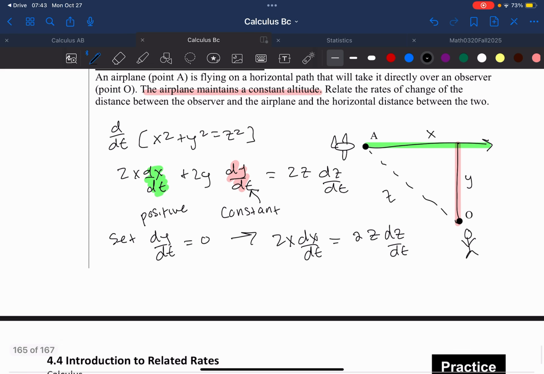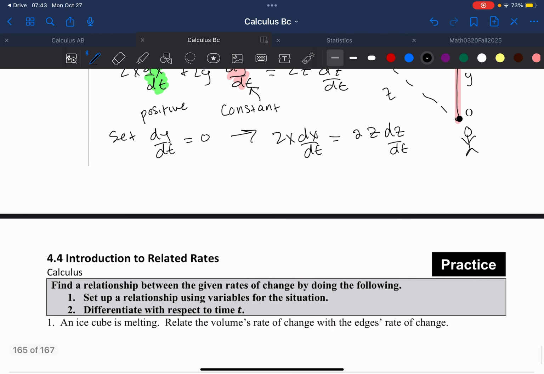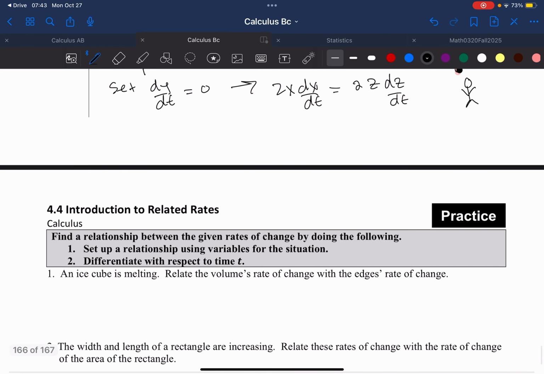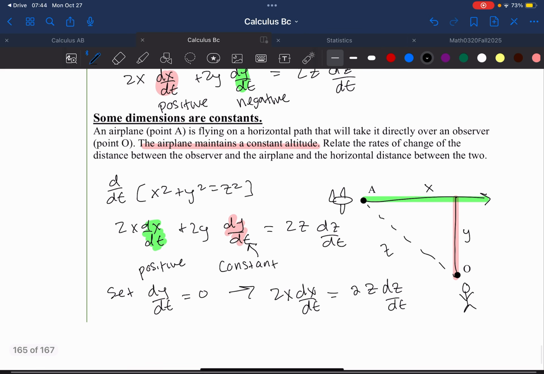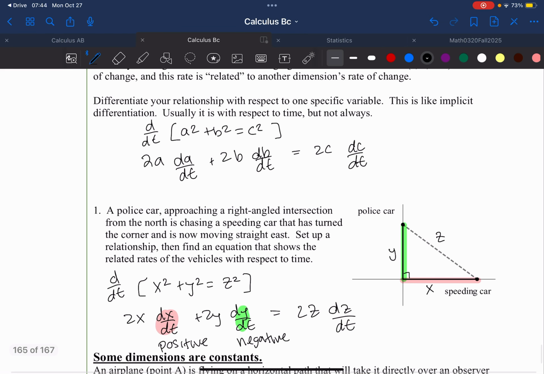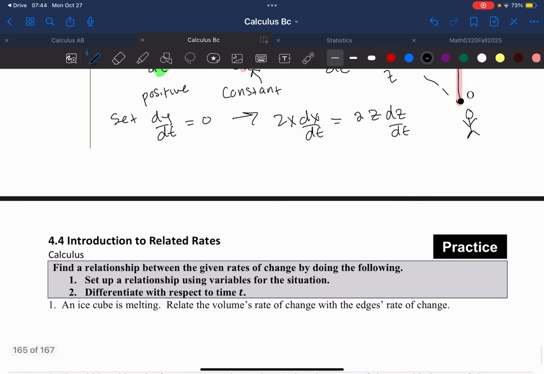Okay, so for the practices, it wants you to set up a relationship using variables for the situation and then differentiate with respect to time t. So you're going to be doing the same thing that we did up here, but notice for these, a lot of them we use the Pythagorean theorem. For the other cases, that's not going to always be the case. So I'll do the very first example with you.